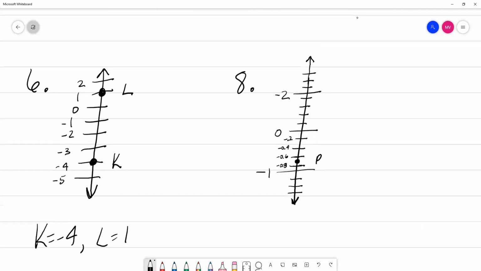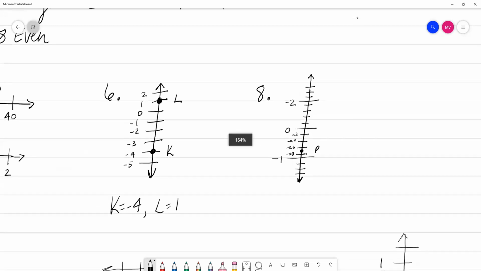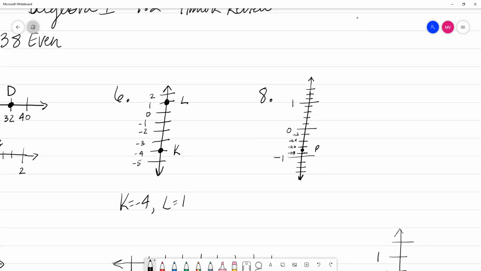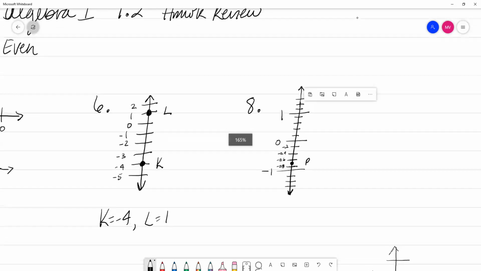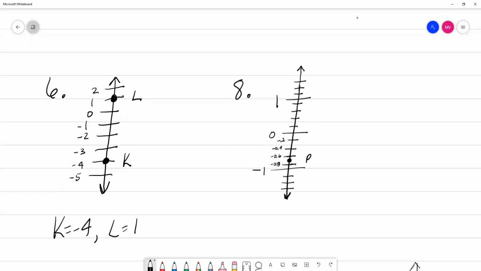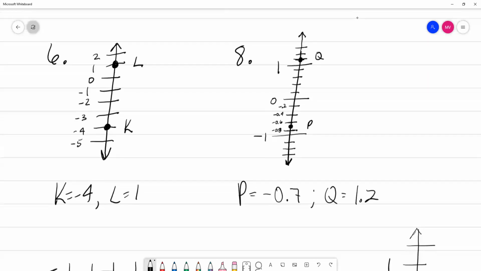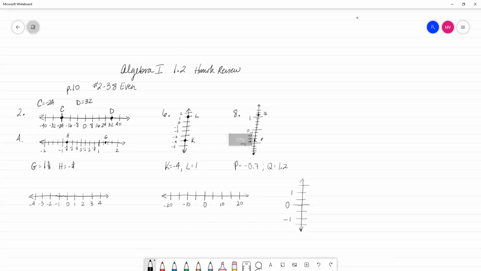And then Q is 1.2. Why did I label that so weird? I don't know. Let's fix that. That's a 1. Okay. So with Q being 1.2, just write this, P equals -0.7, Q equals 1.2. All right, so we find our 1, and then we go up 1 line segment to 1.2. It's right there, and we'll label it Q. And that's it.